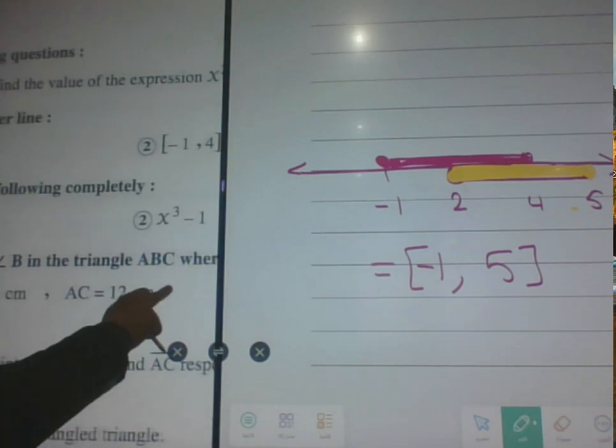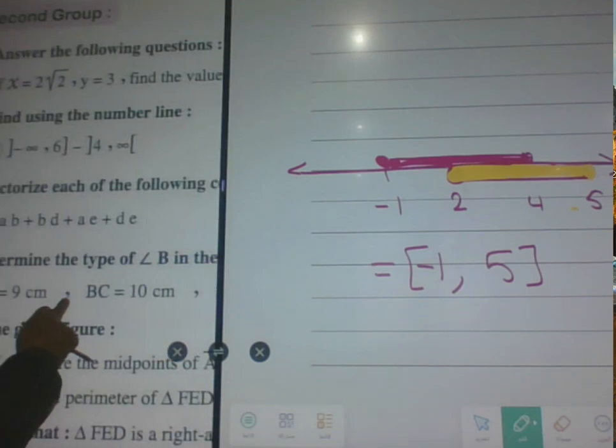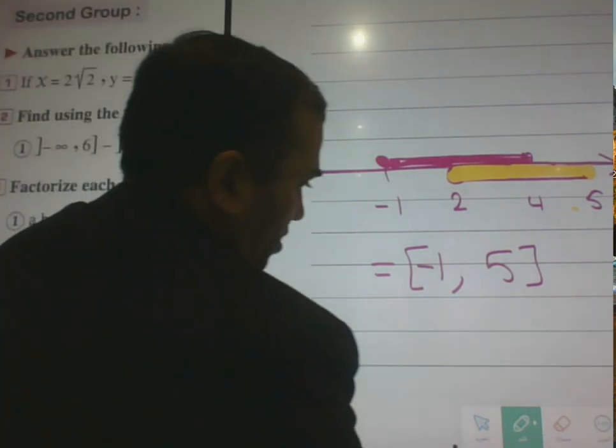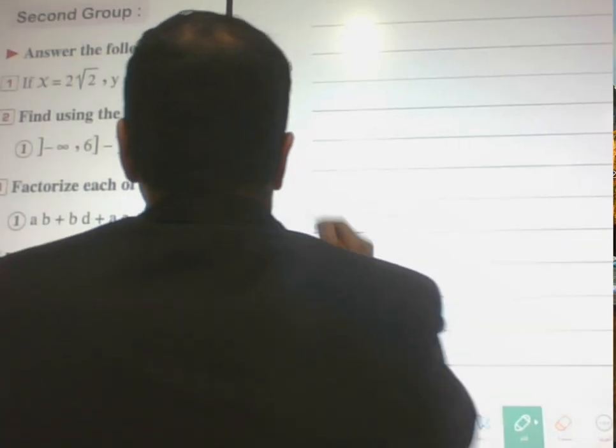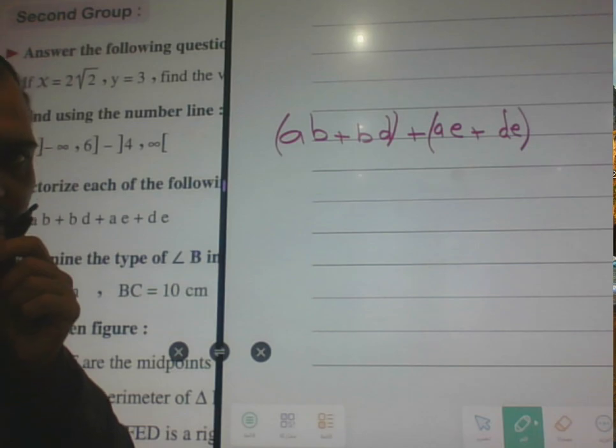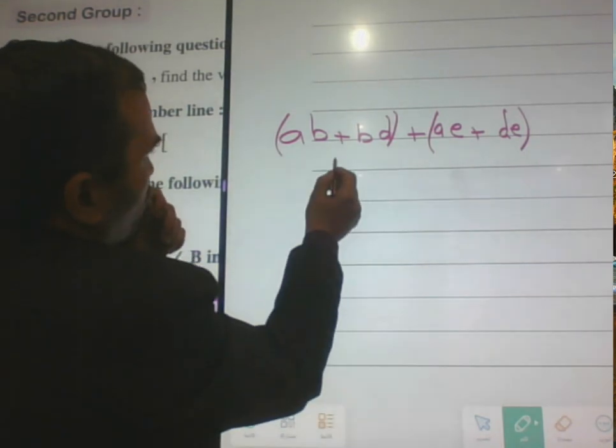Next question here. We want to factorize the expression. Okay, we can factorize the expression here. Look with me. We have EP plus BD plus AE plus DE. Then we can factorize this by dividing it into 2 parts and 2 parts. Okay, first, we write the highest common factor together here.